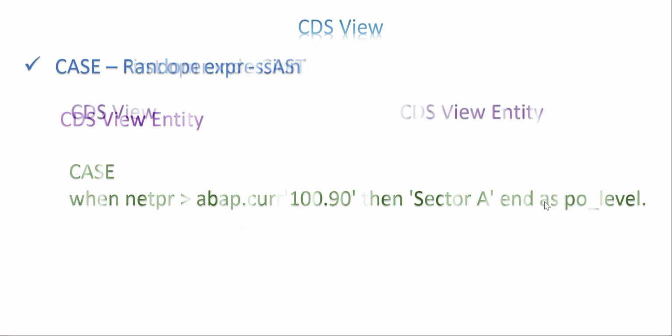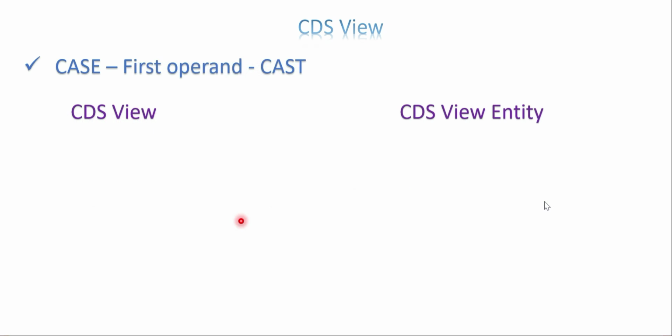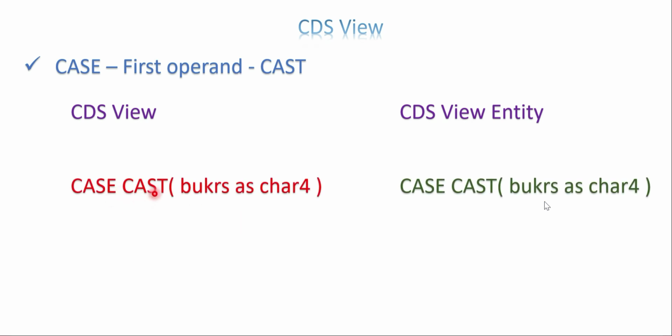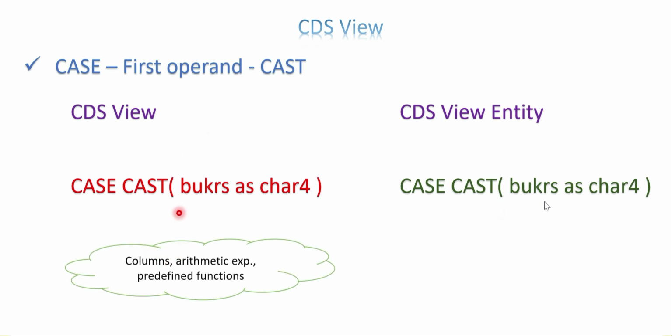And another one is the first operand being a cast. In CDS view, you are not able to use a cast keyword as the first operand. For example, in CDS view, the first operand could be a column name, an arithmetic expression, or a predefined function. Only that is possible in CDS view. But in CDS view entity, along with that, if you want to have a cast, yes, that is possible.